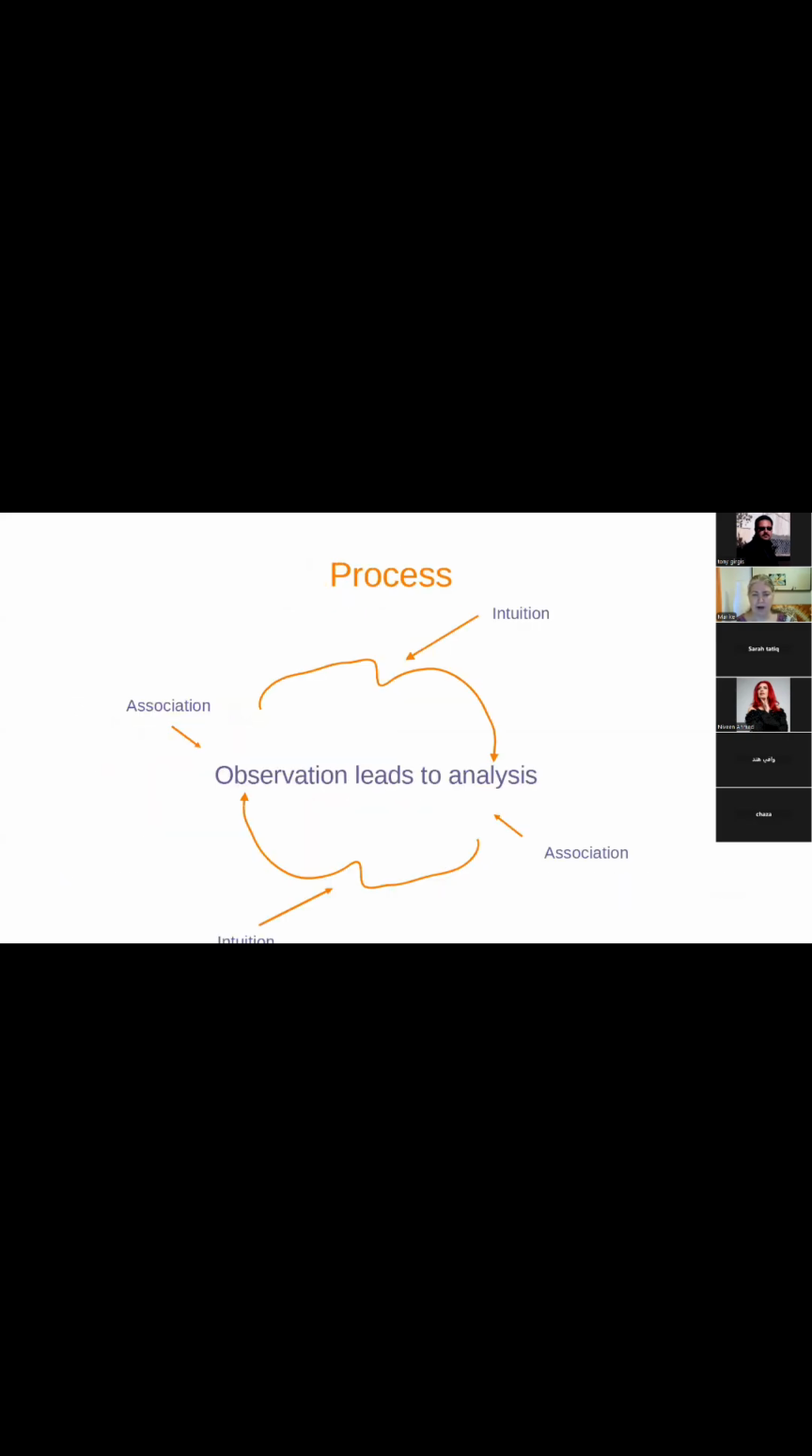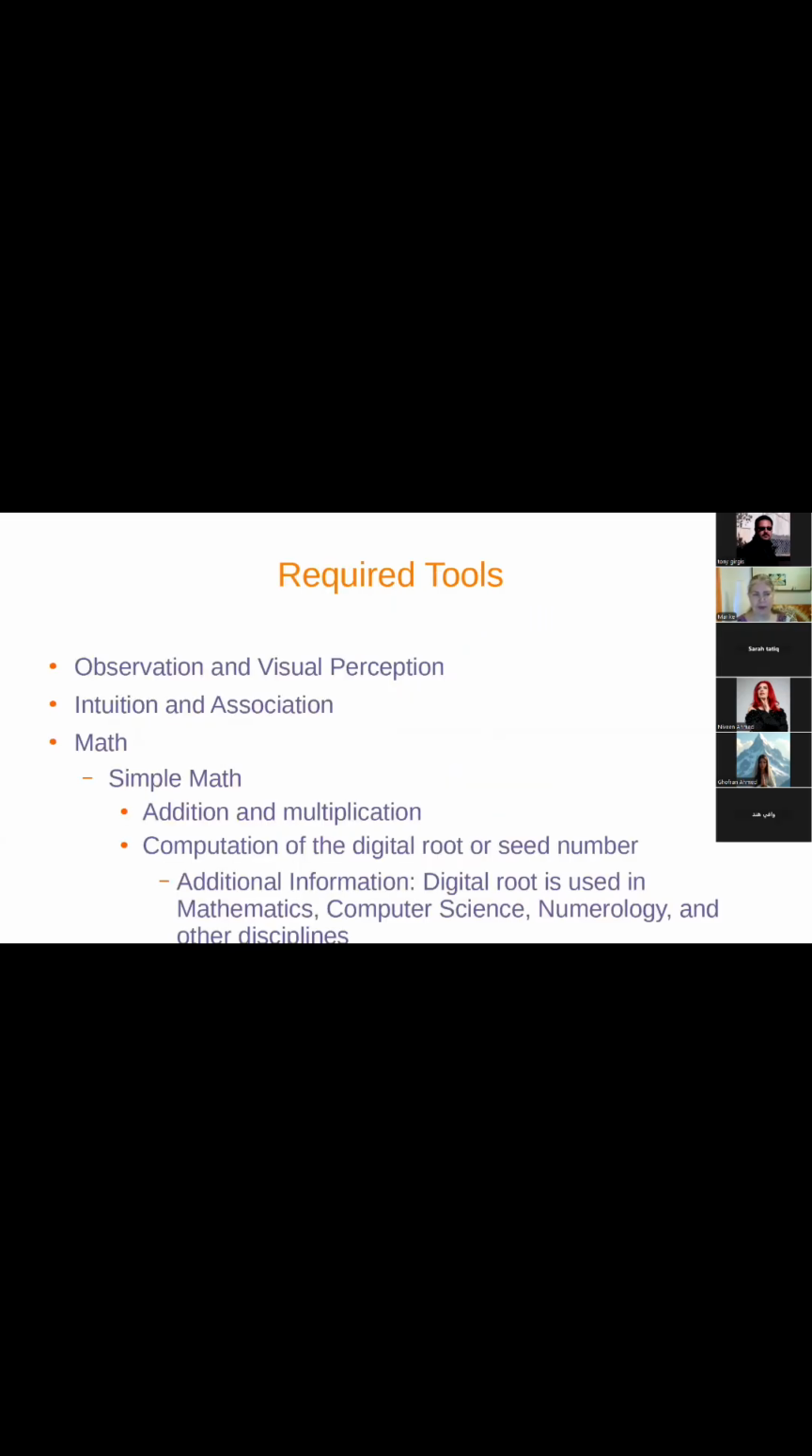So the process is observation leads to analysis, and there's always association and intuition involved. Whenever it happens, it gives the analysis and the observation a new twist, a new way to look at it. So the required tools are observation, visual perception, intuition, and association, and simple math: addition, multiplication for today, and the computation of the digital root or seed number, which is used in mathematics, science, numerology, and other disciplines.